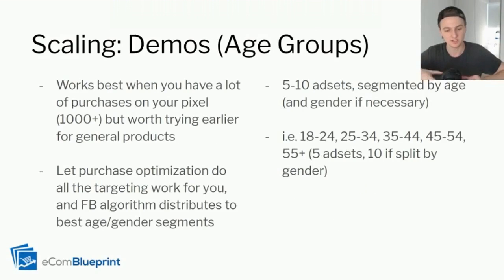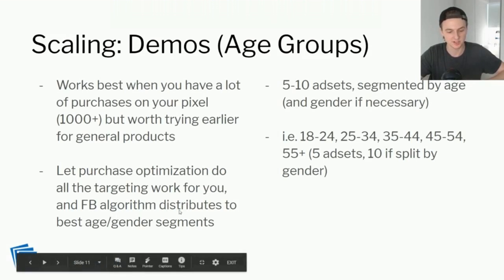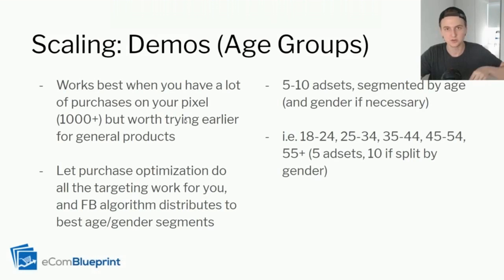All right, so another one of the scaling campaigns that I use, I like to call it demos, and this is just age/gender groups. And so the idea with this is that you're going to let purchase optimization do the targeting work for you, and then the Facebook algorithm with campaign budget optimization is going to distribute the budget to the best age/gender segment. So this works best when you have a lot of purchases on your pixel, because you're not going to do any interest or lookalike audience targeting, but you're going to rely on purchase optimization to pick out the right people for you.